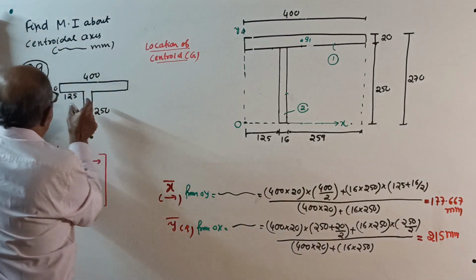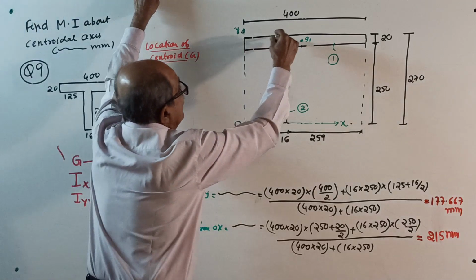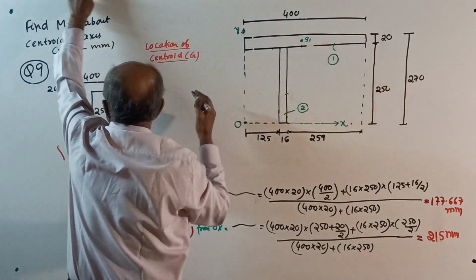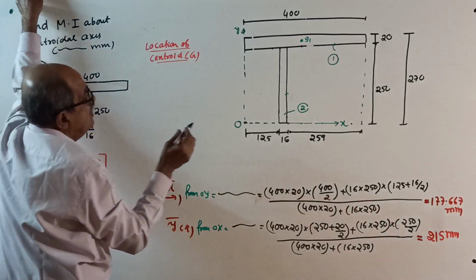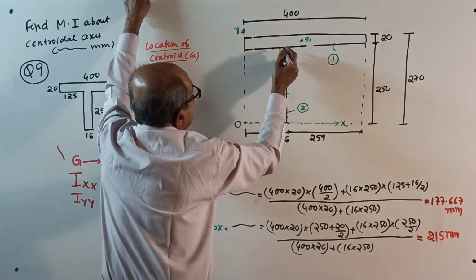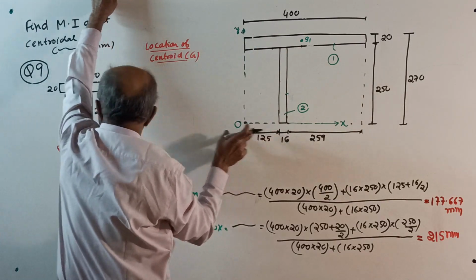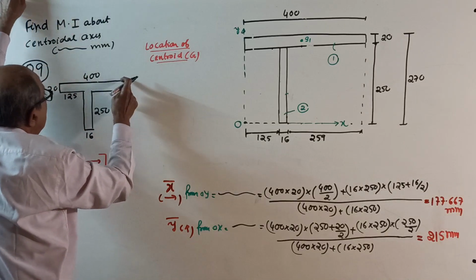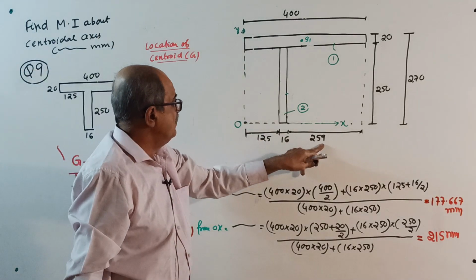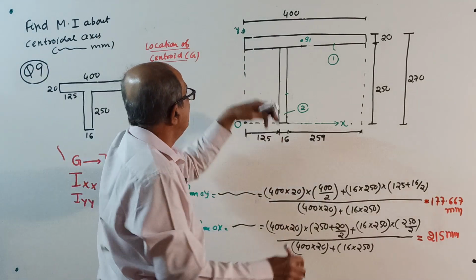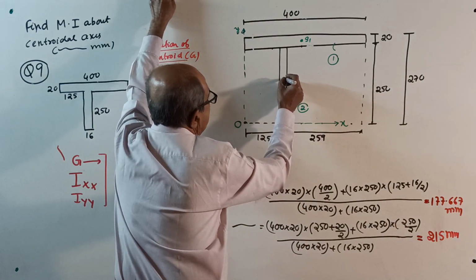Then, see, 125 here. This is 400. Center of 400 is 200. So this side, 125 plus another 16, 141. See, this gap is 125. If you want that side gap, it is 400 minus 125 minus 16. Okay, then centroid G2 is here. This is your G2.